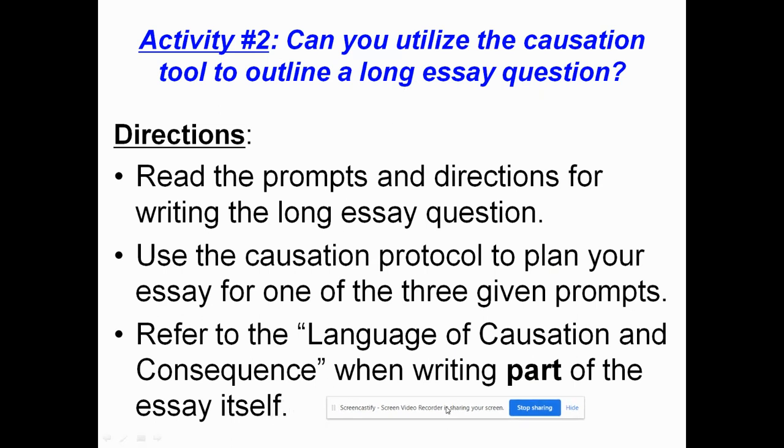As far as what I'm going to ask you to do, I'm going to ask you to read all three prompts. You're going to choose one of the prompts, and then for that prompt, you're going to fill out the causation protocol itself. My suggestion, and this part's recommended, it's not required, but I will give feedback for students who do this, is writing one of the body paragraphs so that you can continue with the practice of using the language of causation and consequence. That'll allow you to figure out if you're able to really target the prompts that AP is asking you to do.